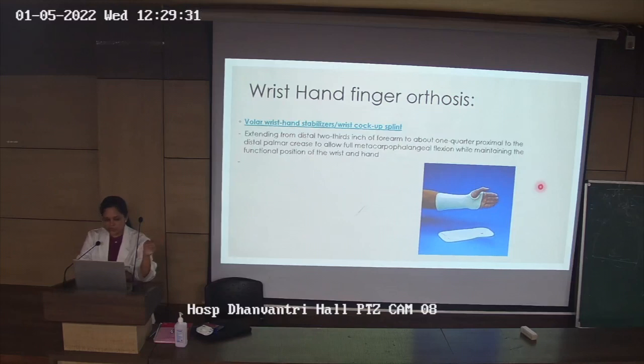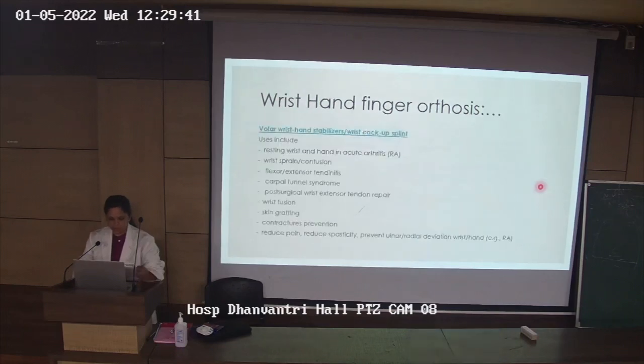The functional position of the wrist and hand is achieved when the wrist is in 5 to 10 degrees of extension and fixed. It is mainly used in carpal tunnel syndrome. Then the volar wrist hand stabilizer, or wrist cock-up splint, is used for resting the wrist and hand in acute arthritis conditions, wrist sprains or contusions, flexor extensor tendinitis, CTS, post-surgical wrist extensor tendon repair, wrist fusion, or in patients who have undergone wrist skin grafting, for contracture prevention and to reduce pain, spasticity, or prevent ulnar and radial deviation.